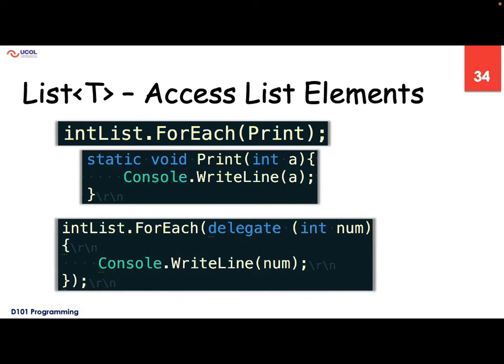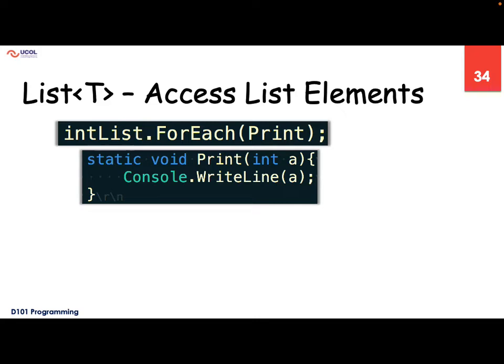Access lists, I think that we have already talked about. And then here, if you look at that specific thing, we have a print method. This is a method, static void Print, integer a, and then Console.WriteLine a. Whatever is coming as an input, this method is going to print that value. So, what is happening here: for int list dot ForEach, and then we give only the method name.